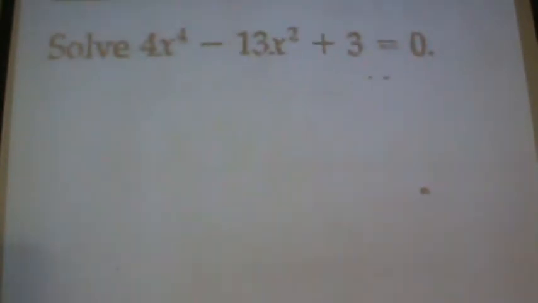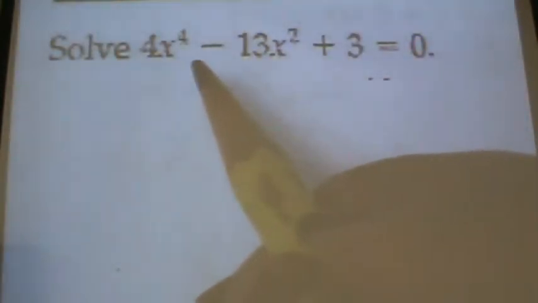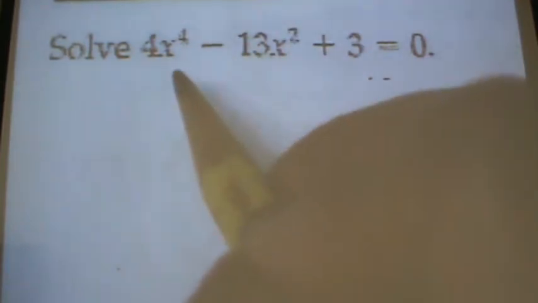Okay, now, here's a couple special cases. Can you tell me what the degree of this problem is? It's a 4. So, this is a quartic problem. There are up to 4 solutions. But you're gonna apply the principles that we learned in factoring to solve this one.